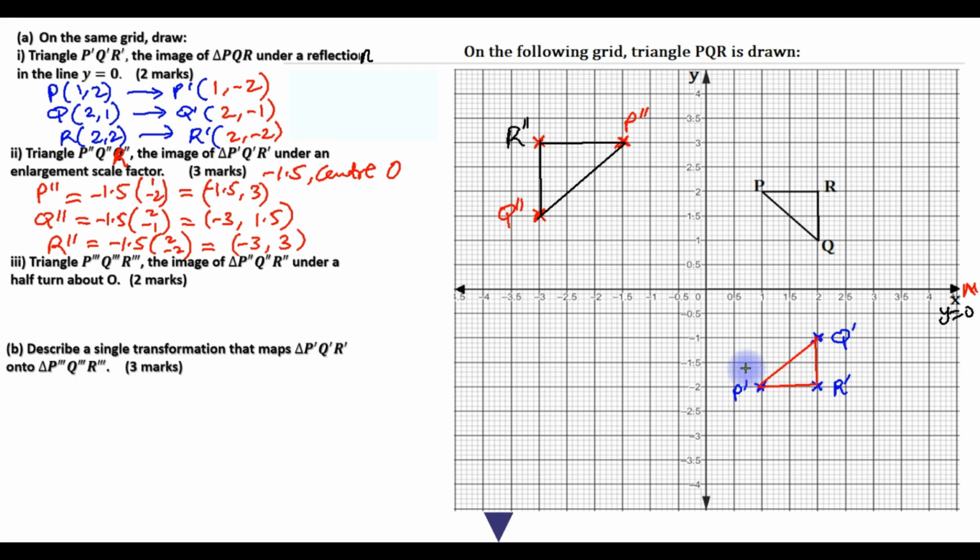So that is it. So P to P double prime, then Q prime to Q double prime, and then R prime to R double prime. So you can see this is the center of enlargement.